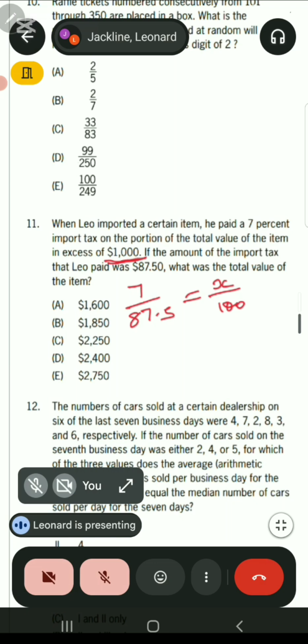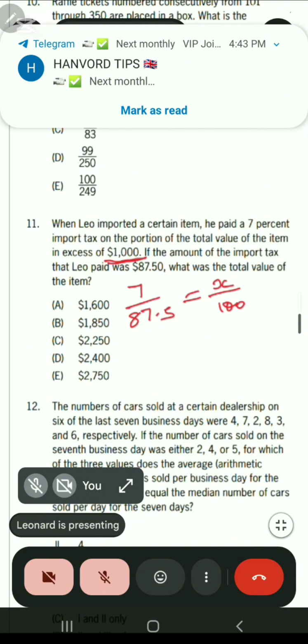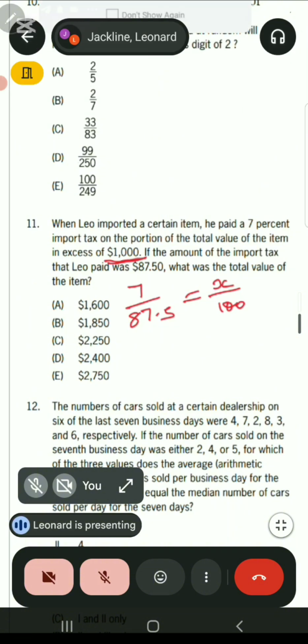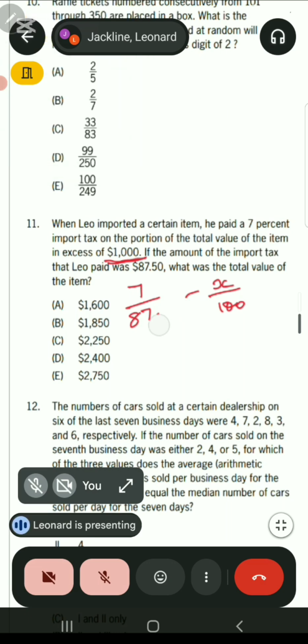Oh, I think I didn't set it up. I made a mistake. 7.5 is money, not percent. All right. Yes, it's supposed to be on top. Yes, this is the correct one. The correct thing is that the percent is 7%. So it's 7.5. Okay.